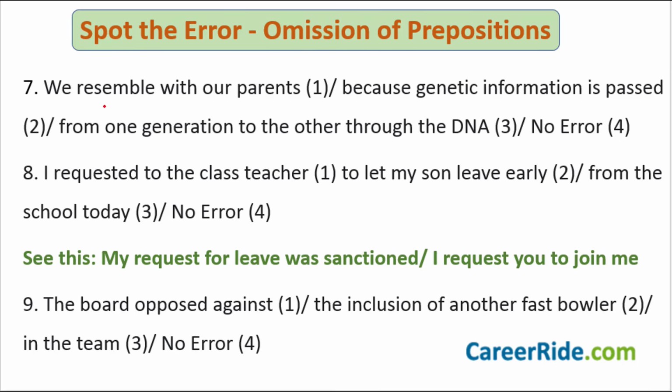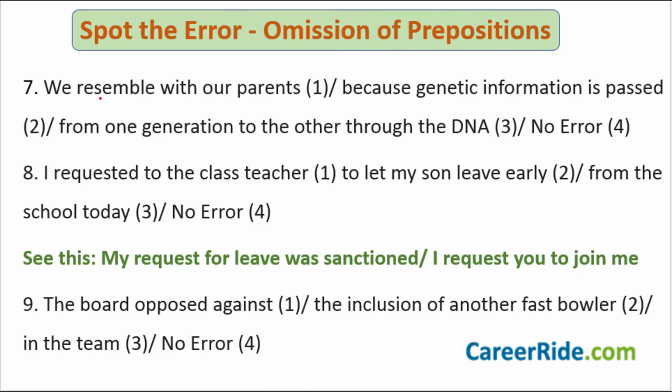Sentence number 7. We resemble with our parents because genetic information is passed from one generation to the other through the DNA, is what the sentence reads. Can you read it for yourself again? So where does the error lie, or is there no error in this sentence? Try to find it out for yourself. Now, if you read the first part, we resemble with our parents, because genetic information is passed, there is no error in the second part, from one generation to the other through the DNA. No error in the 3rd part also.